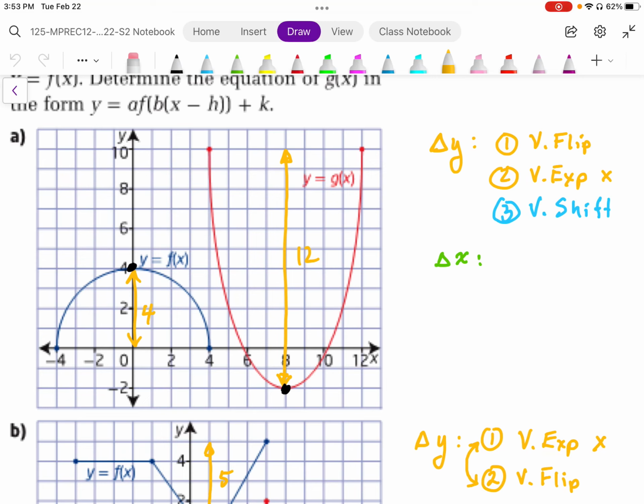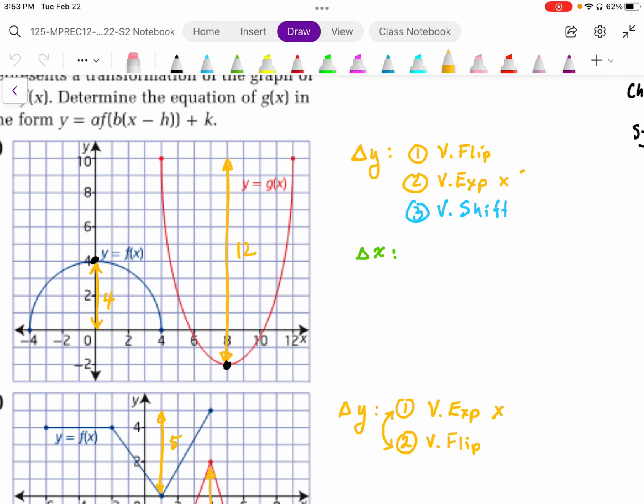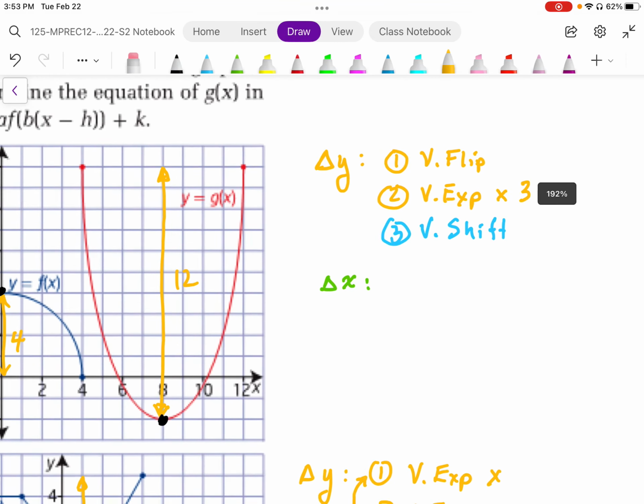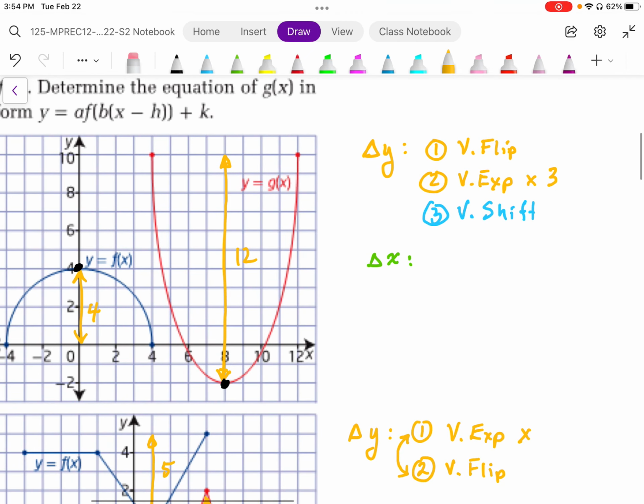Looking at the blue to the red, it looks like it's been vertically expanded by 3, because if I measure from top to bottom, I have 4 for the blue graph, and for the red graph, I've counted 12. So it looks like a vertical expansion of 3. So when I look at my y transformation, I'm going to expand it by 3, and before I expand it by 3, I'm going to flip it upside down, because I can see clearly that that red graph is upside down. So vertical flip, vertical expansion. That's my transformation. I flipped it, expanded it.